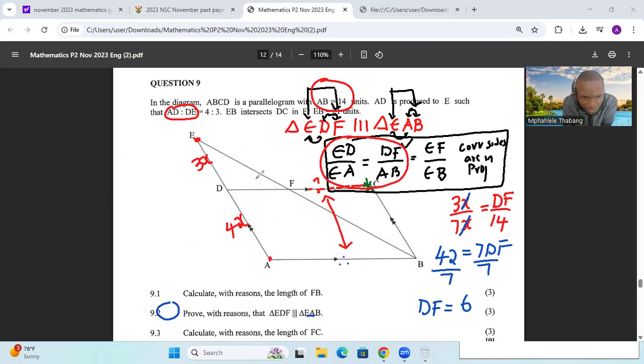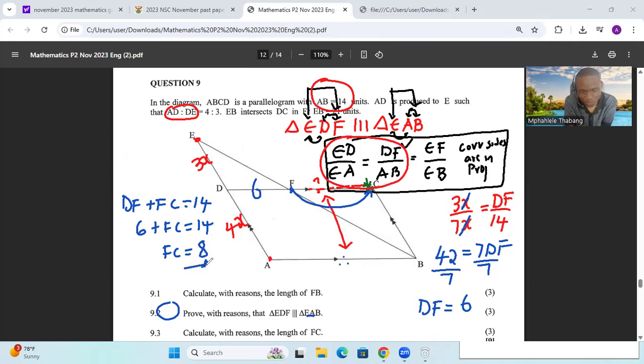Now, if DF is 6, it's now easy to find FC. Remember, we said DF plus FC is 14. So if DF is 6, FC is going to be 8. So you found the length of FC.